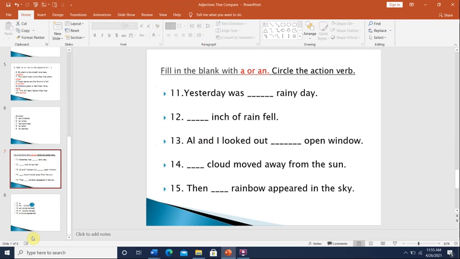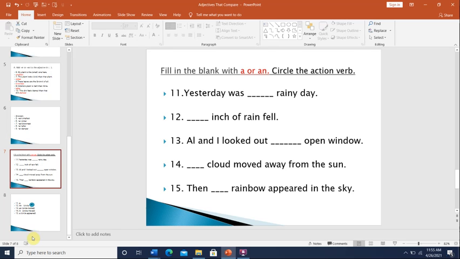And from 11 to 15, it says here, we will fill in the blank with the articles a or an and circle the action verb. So here we will do two things. We will put the correct article, and then we will circle the action verb, only the action verb. Okay? Remember, action verb is a verb that shows action.